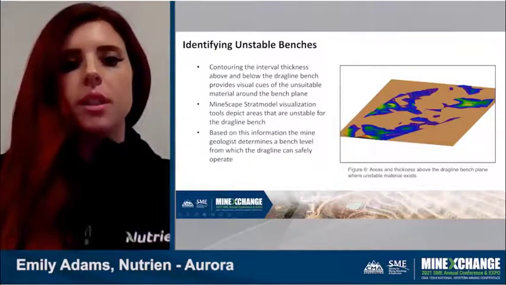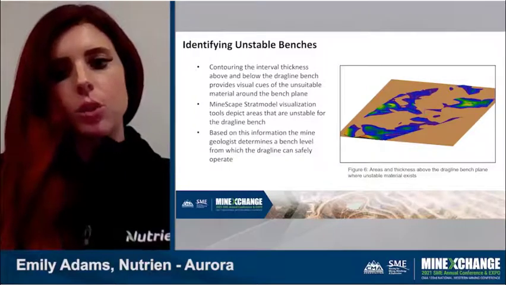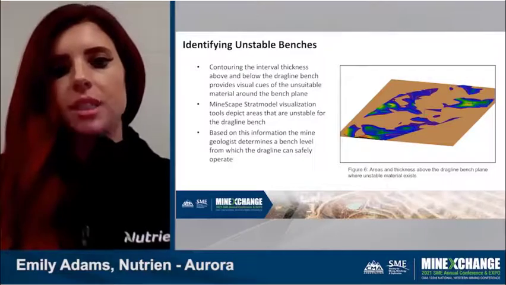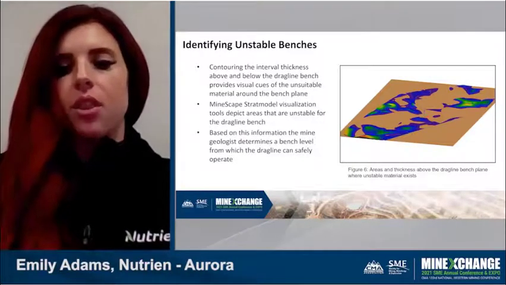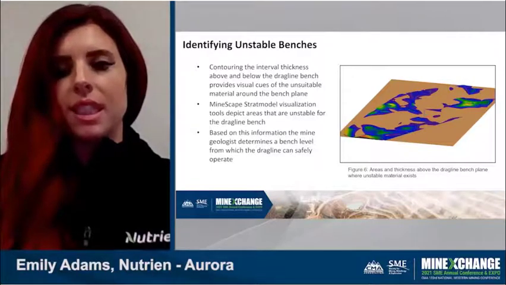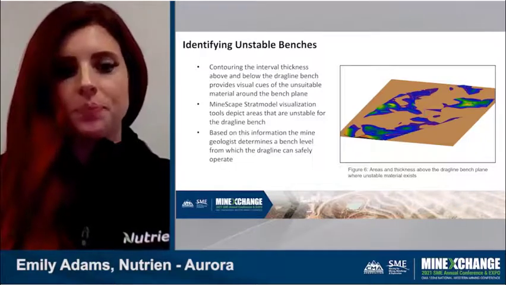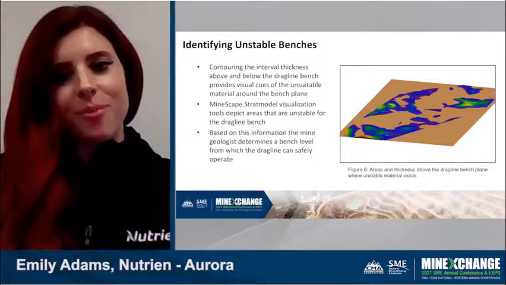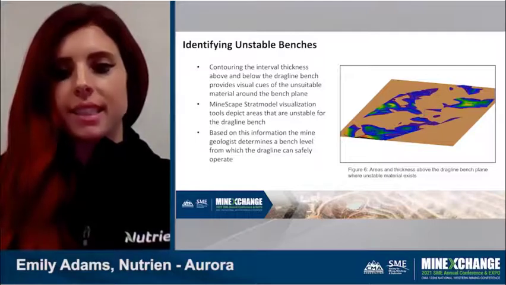Additionally, we do contour the interval thickness above and below that -20 bench to give us a more visual representation around the bench plane. If you look to the right-hand side of your screen, this is a MineScape strat model visualization tool, which helps us understand where these unsuitable materials are. For example, this is a thickness above where that material exists, so it just helps in the planning process and locating those hotspots that we want to avoid. Overall, based on this information, the mine geologist, myself, mine planning engineer, and mine planning staff determine a bench level from which the dragline can safely operate.